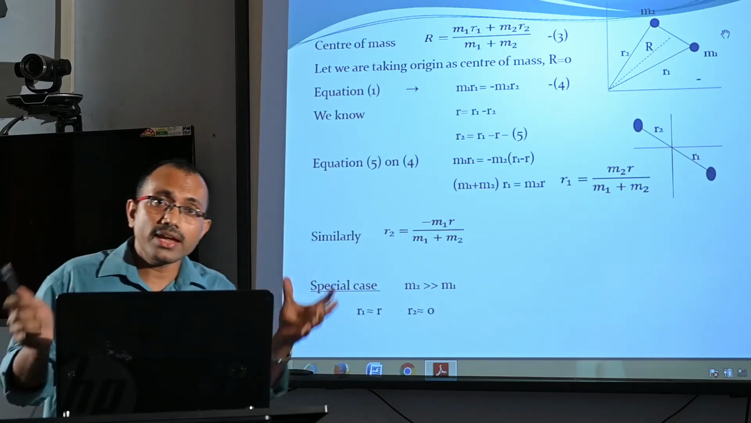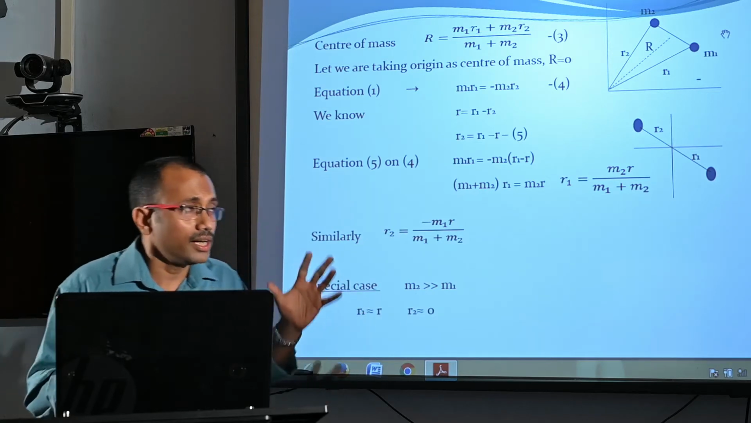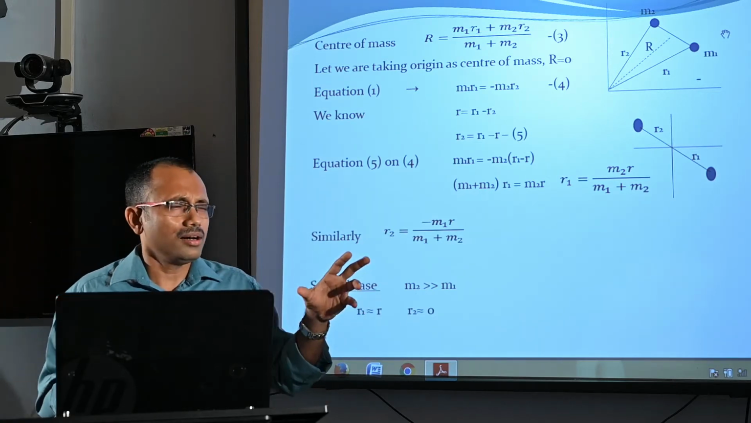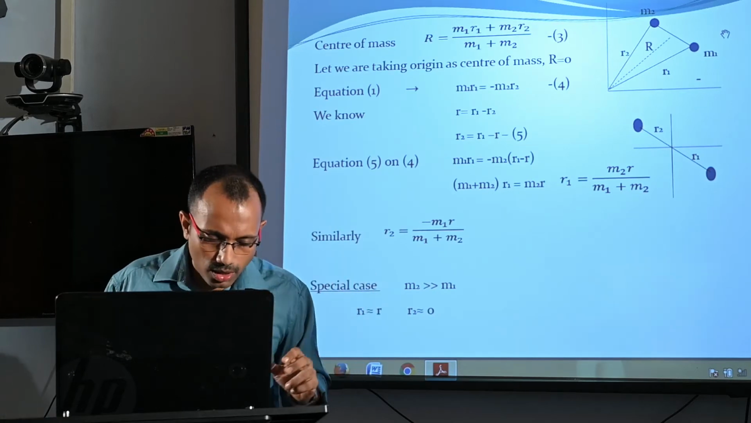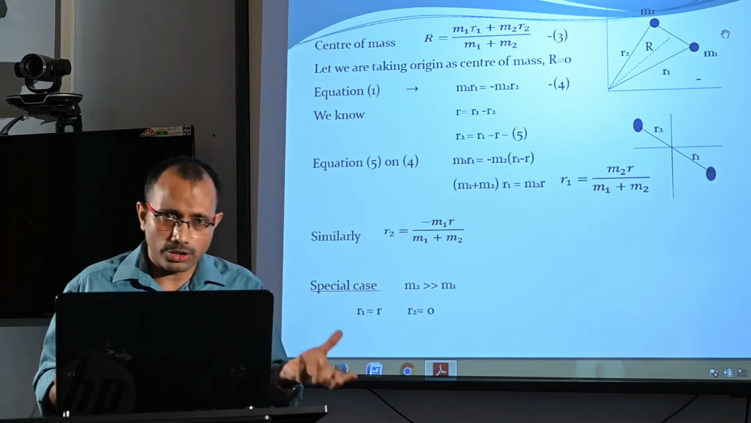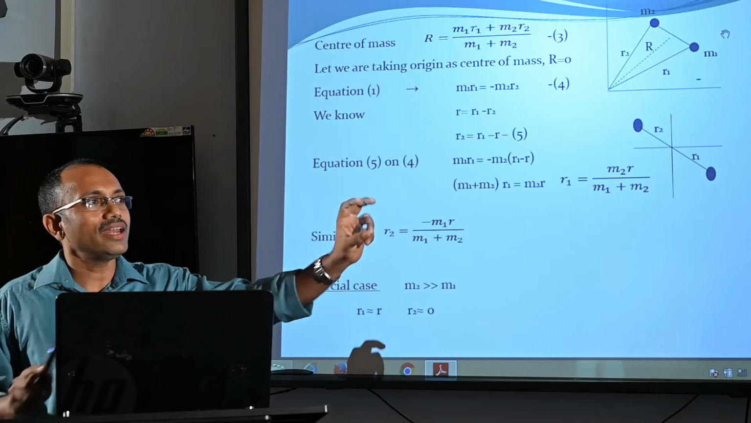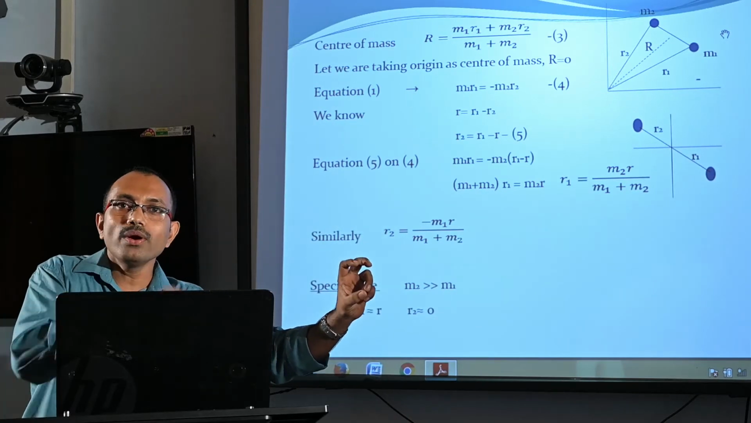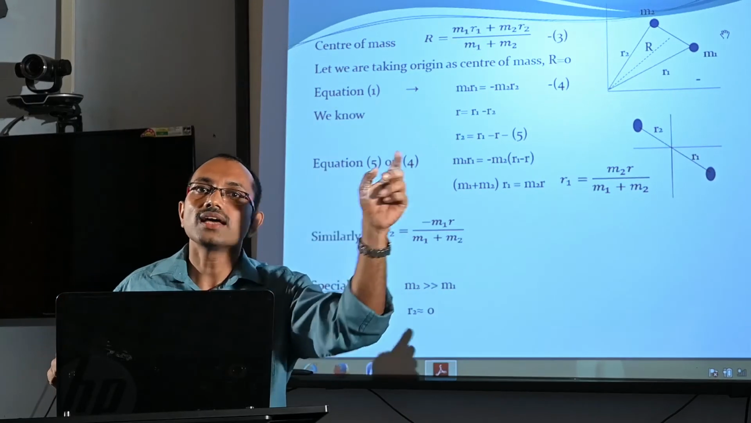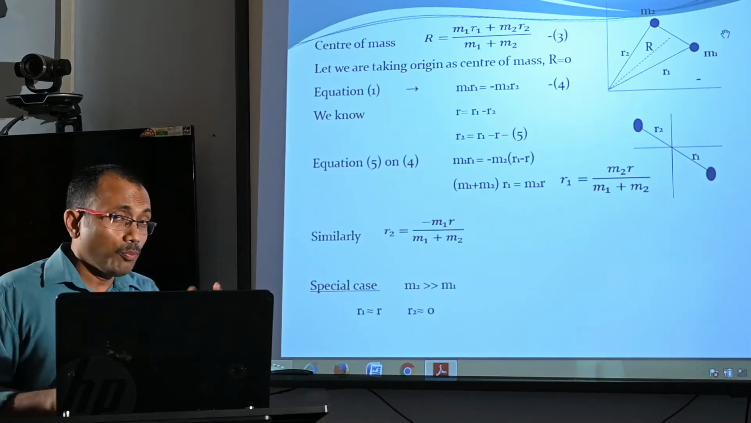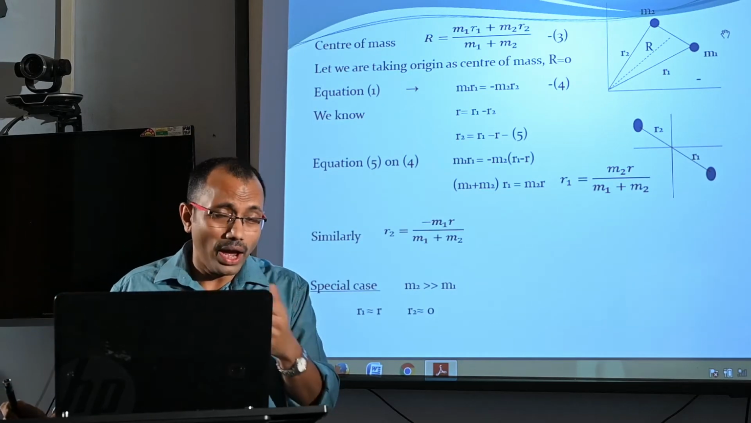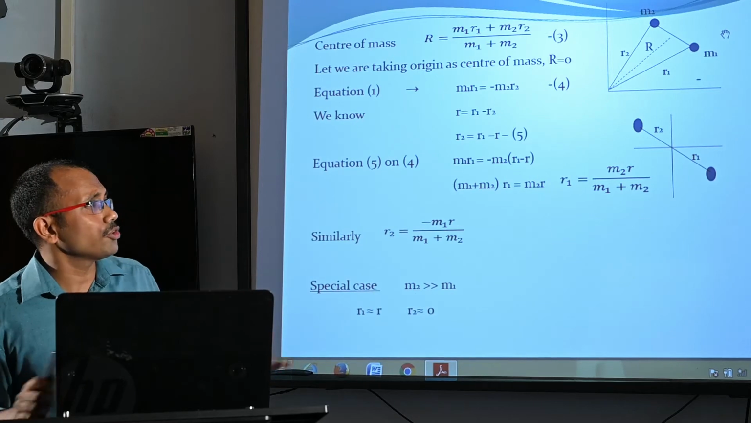In the case of satellite and planet, this also happens. Here, in the case of Earth and Moon, the Moon has a mass of only 1% of that of Earth. So, here also we take Earth as fixed and the Moon as revolving around Earth. But in the case of Pluto, that was Pluto and Charon. Charon is the satellite of Pluto.